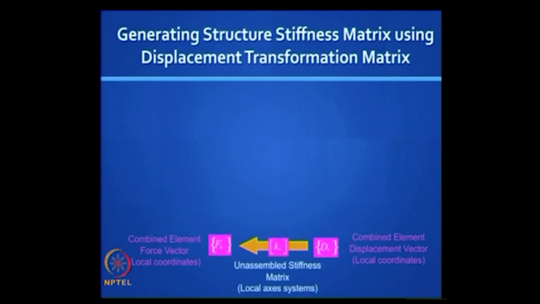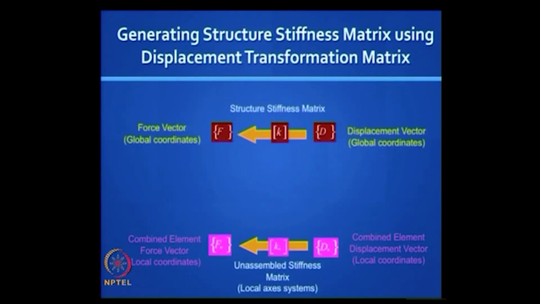So let me put it in a different way. If I want to generate the structure stiffness matrix using this approach, the displacement transformation matrix, first I create this relationship at the element level, putting all of them together, so it's unassembled. Is it clear? Exactly what I've shown on the board. Then in the real structure I know this is what I want. Now my playground is different.